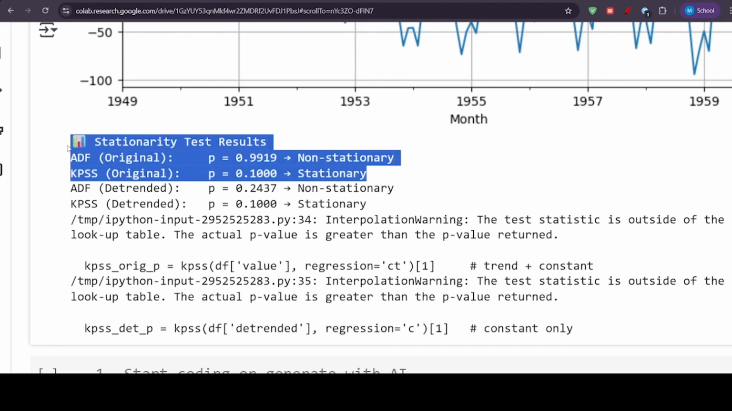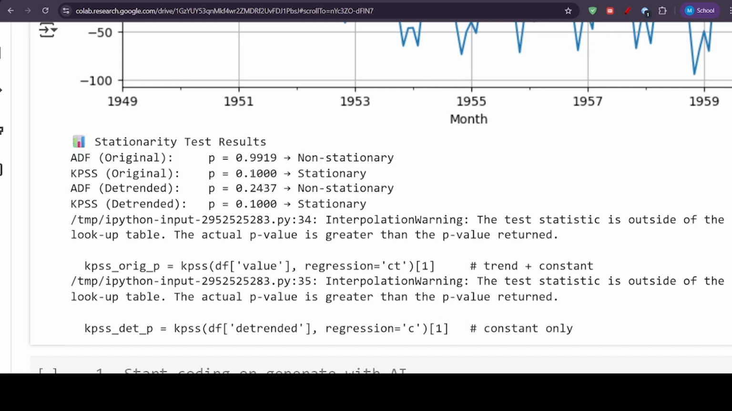So this is how we got the result. Here my p-value is coming out to be 0.1. It should be greater than 0.05. That's what we discussed here, that it should be greater than 0.05, and it is greater than 0.05. So that's why it's stationary.